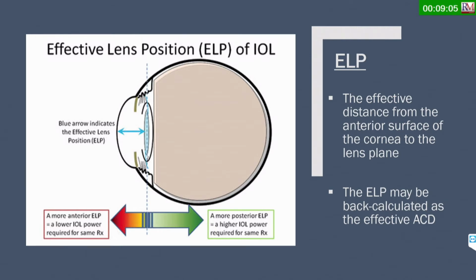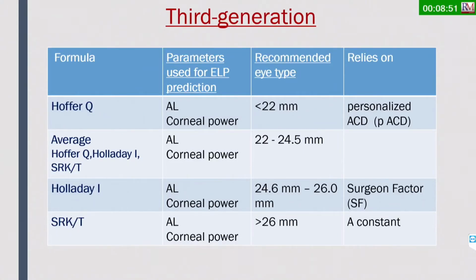The effective lens position is the distance from the anterior corneal surface to the lens plane. If it is more anterior, you will get a lower IOL power, and if it is more posterior, you will have a higher IOL power. The third generation involves 3 formulas: Hoffer Q, Holladay 1, and the SRK/T.